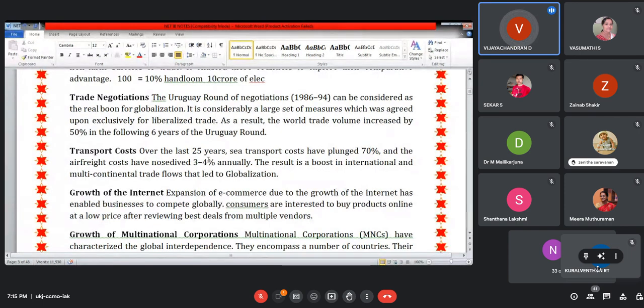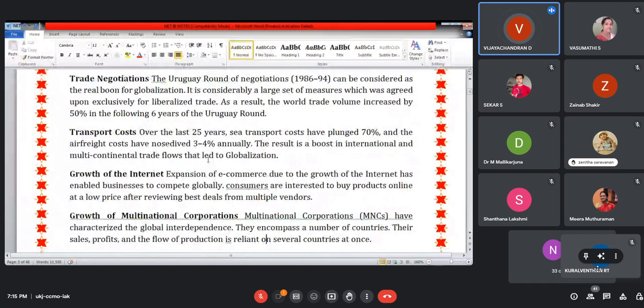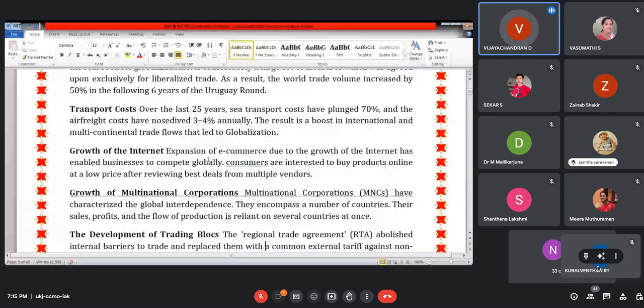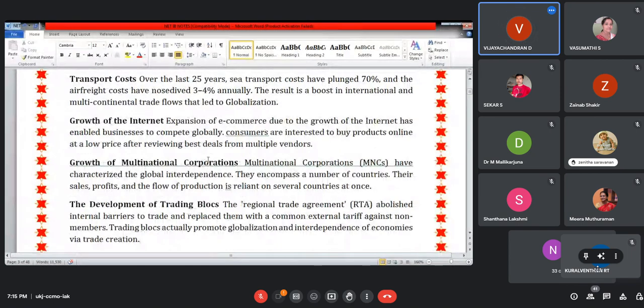So, with this reduction in the transport cost, many companies are involved in international trade, and with the growth of the internet, as you know, e-commerce. With the growth of e-commerce, there are more e-commerce operators. These internet facilities enable producing more products and selling them in international trade. And then the growth of MNCs, and also trading blocks, that I have to say, trading blocks.